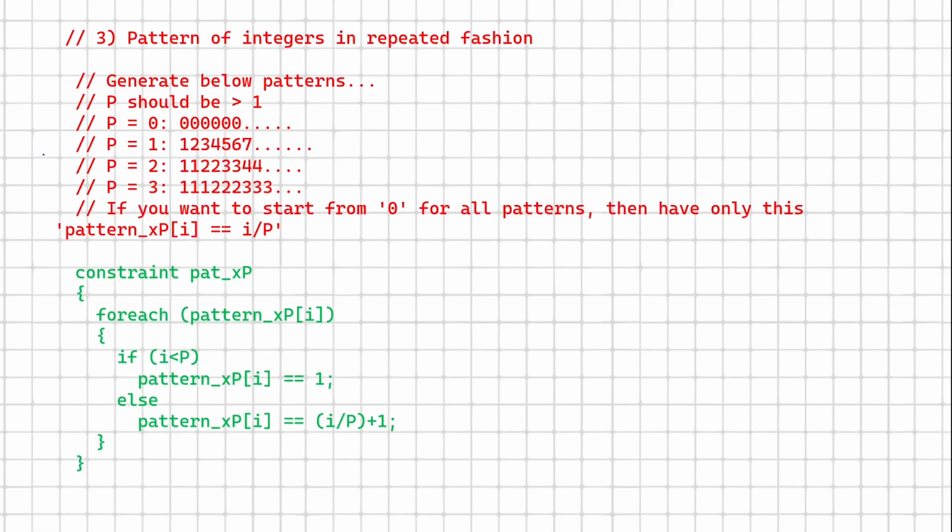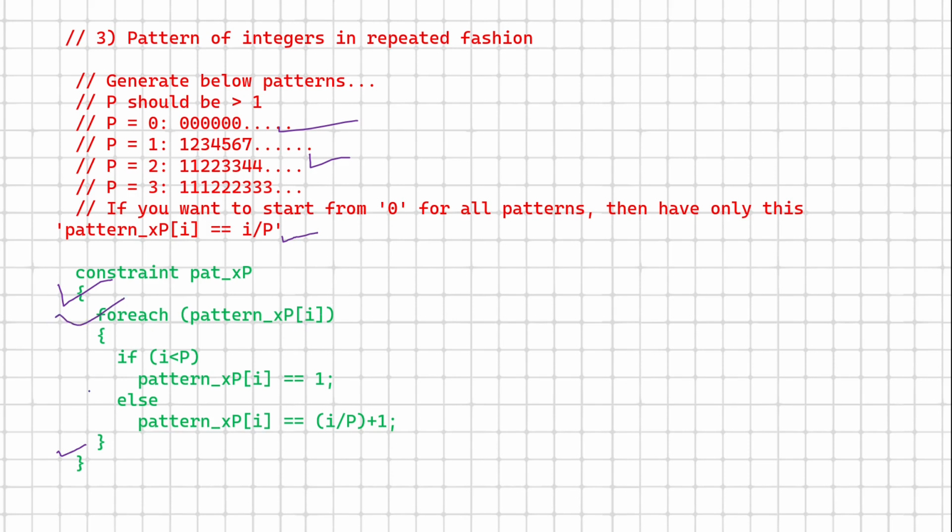So the next question is to generate the pattern 1 2 3 4 like that. So we will take our second example as p equal to 1, because you will understand this question after I explain the second part. The first part is so easy. And the constraint is the same. And what is another question is that if you want to start from 0 for all patterns, then you have only this pattern. Okay, so let's see here first.